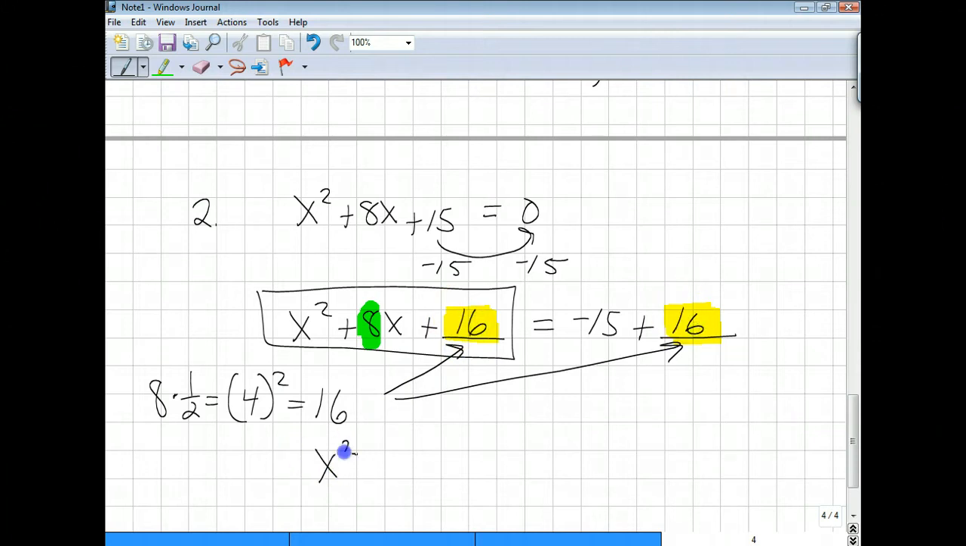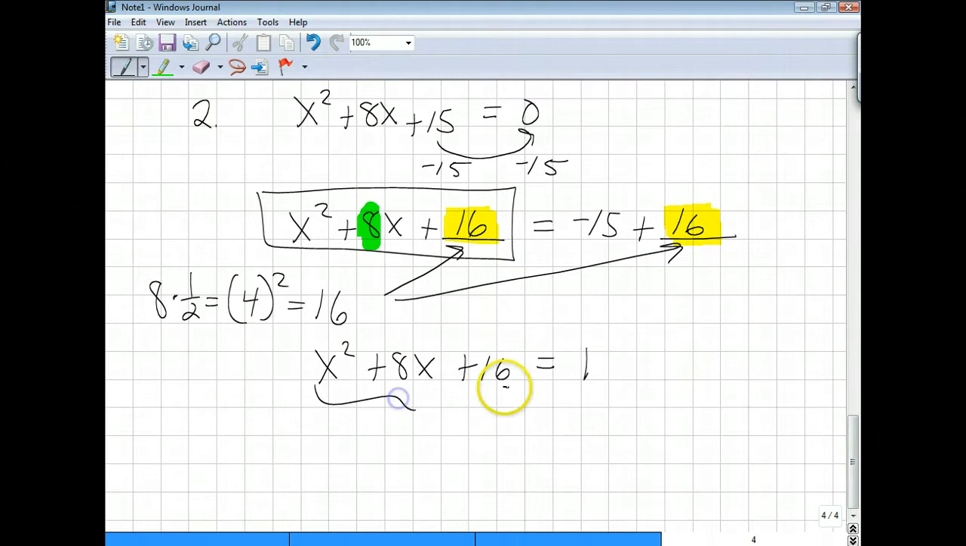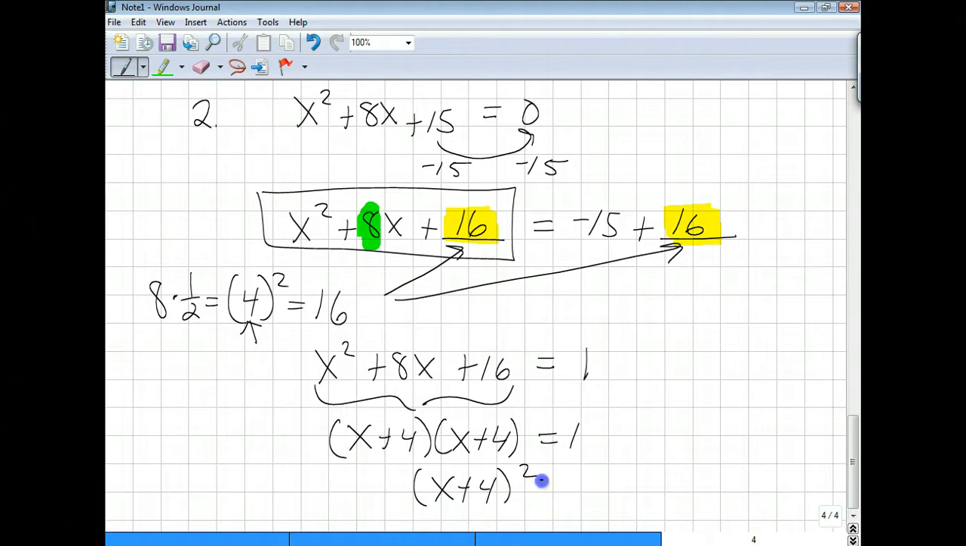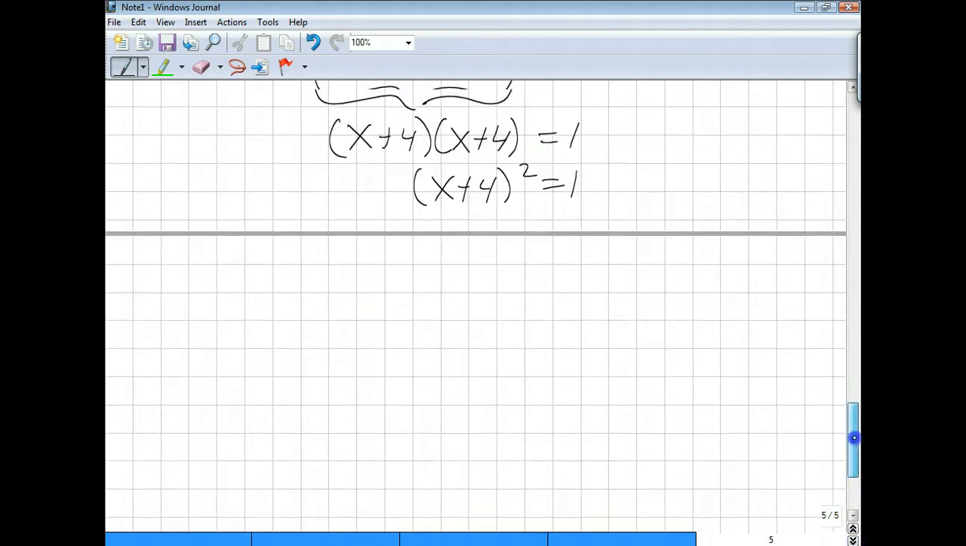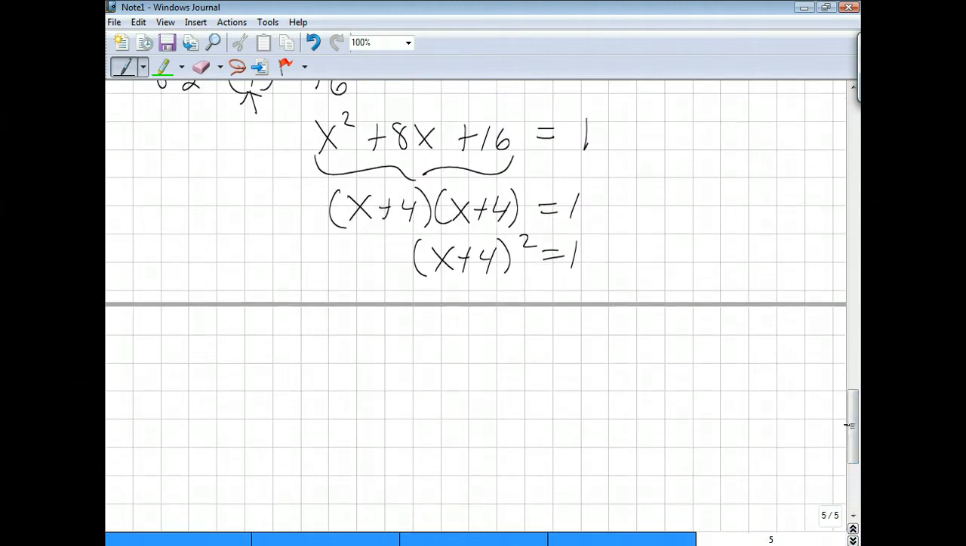Okay, so that gives us x squared plus 8x plus 16 equals 1. Now we factor this side, but the factoring's easy because the factor is going to be the number that we squared. So it's going to be x plus 4 times x plus 4 because we squared a positive 4. Write it as a square. Now it's in the perfect form. We have a perfect square equals a constant, and now we take the square root of both sides.